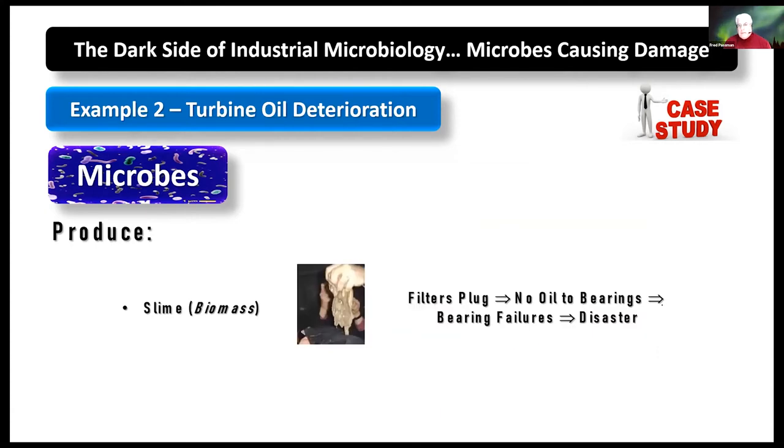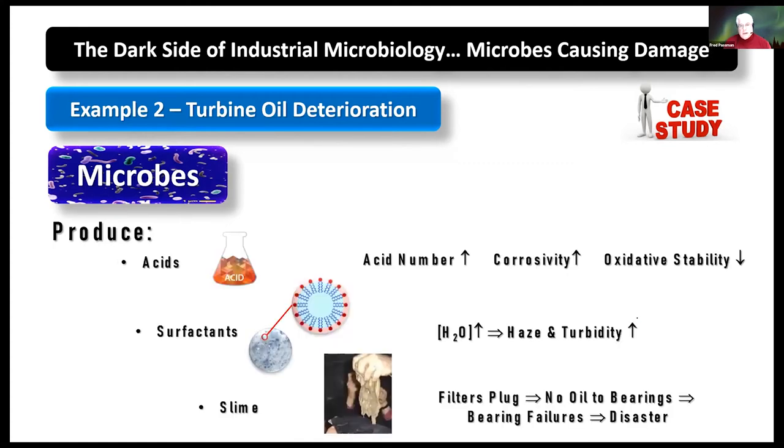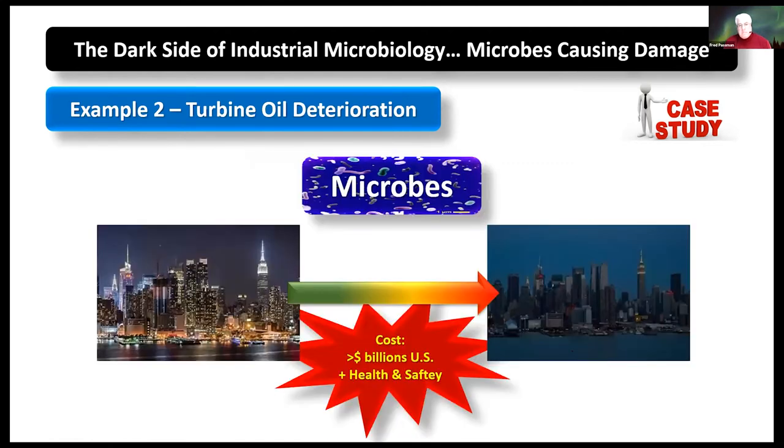When filters plug, no oil gets to the bearings. When there's no oil, the bearings fail. If the bearings fail, the power generating turbine fails, and that's disastrous. So microbes in these systems produce acid, surfactants, slime. They do other things. But again, if the lights go out because a power generation system has failed due to turbine oil problems, this will cost billions per minute in a large metropolitan city.